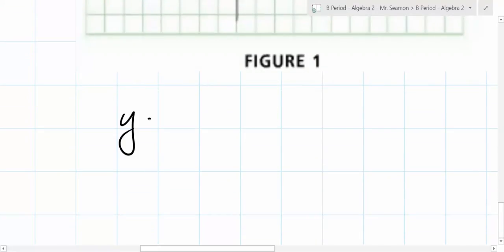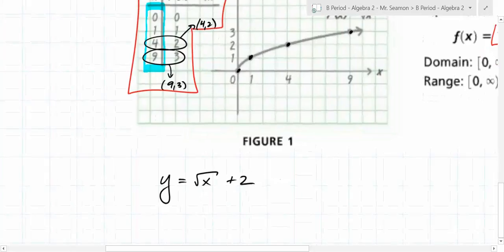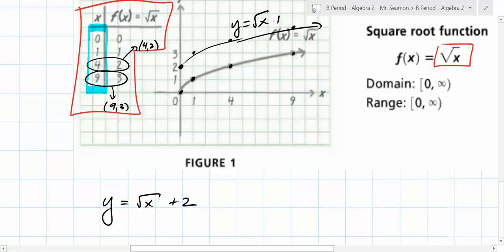What happens if I did this? Same function, but then I added 2 to the outside. What happens to the graph of the function, do you think? It moves it. It starts at 2, right? Exactly. And what's it going to do? It's going to do the same thing, but it's going to move up 2. Exactly. So this right here is y equals the square root of x plus 2.